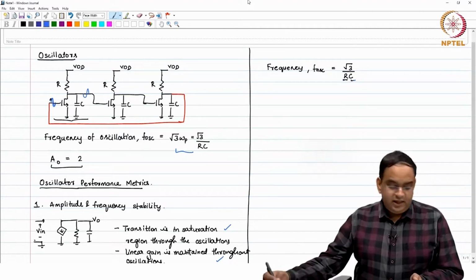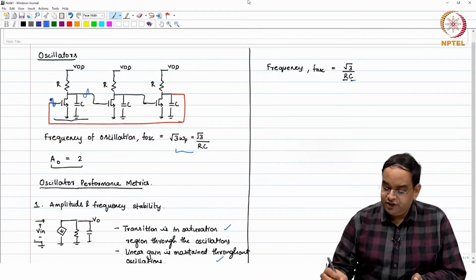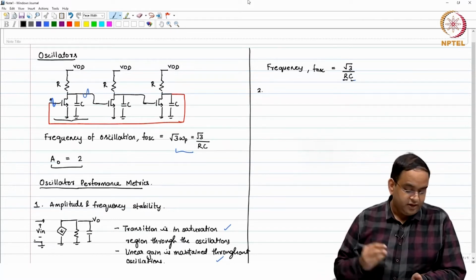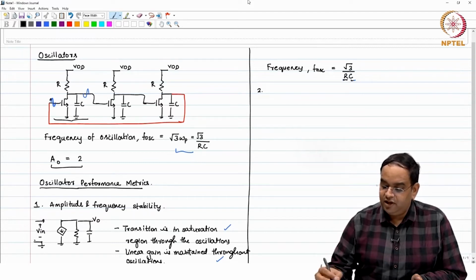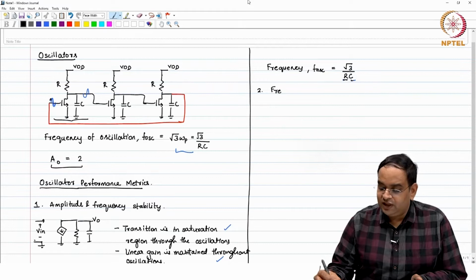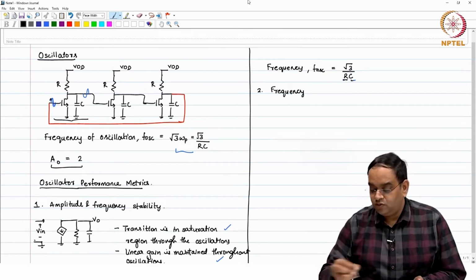Then the next parameter which we have to look for in this oscillator is the tuning range of the oscillator, the frequency tuning range, because we are going to use this oscillator in the PLL. So, we should be able to vary the frequency of the oscillator.